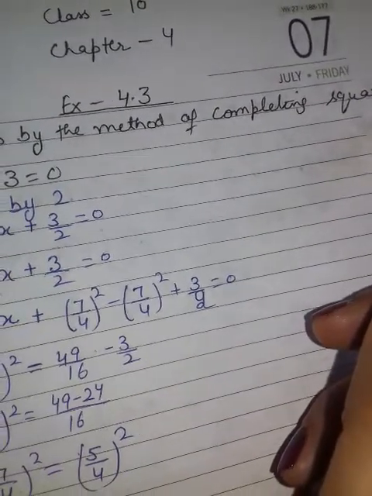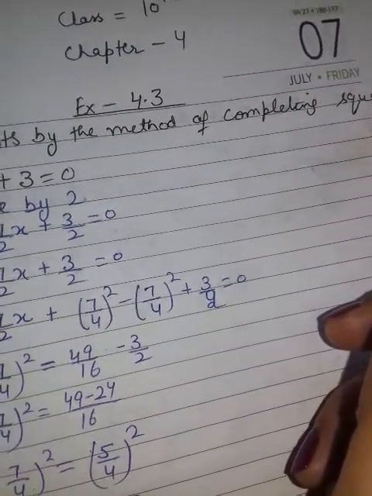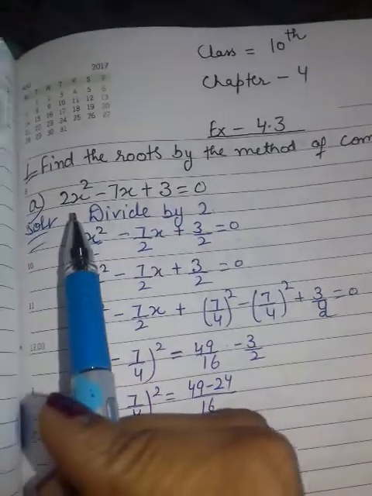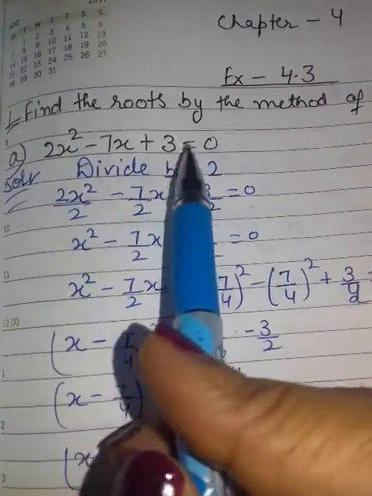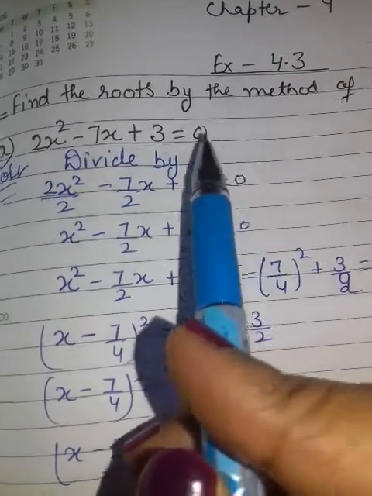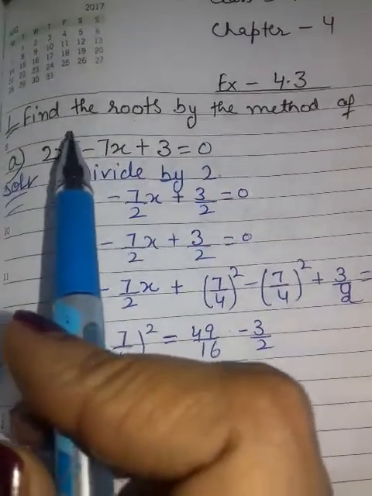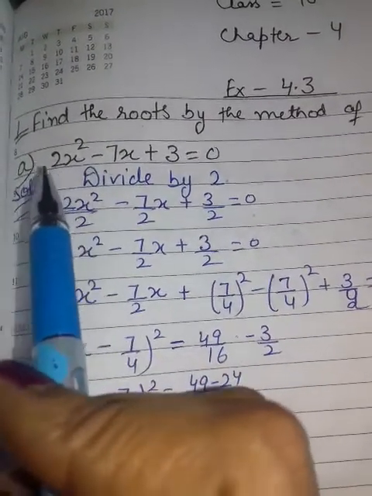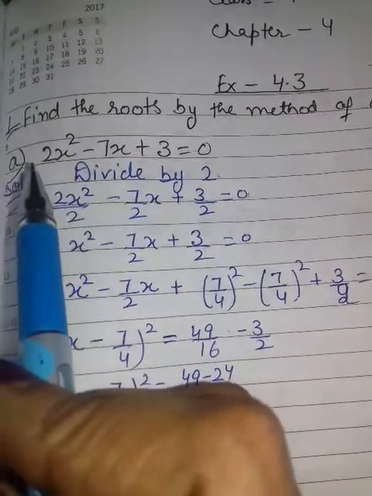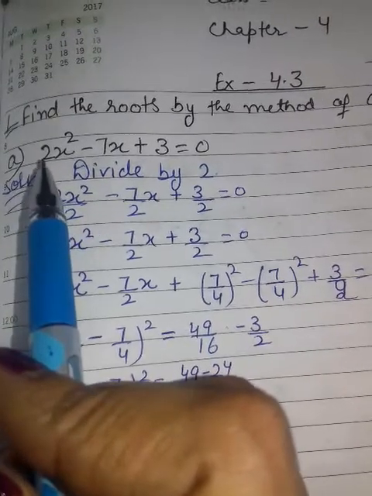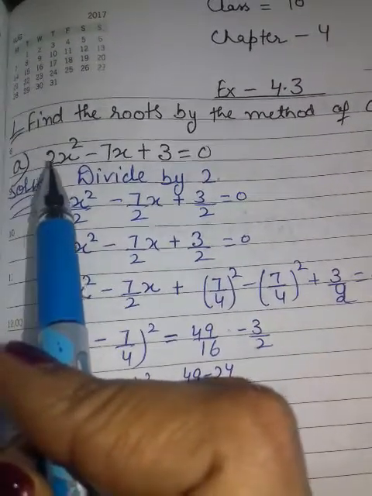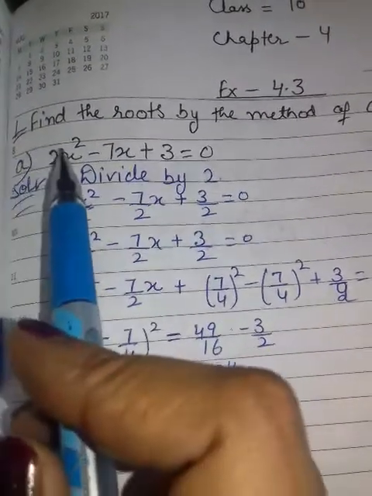What is the completing square method? I will explain by example. My first question is 2x² − 7x + 3 = 0. Firstly, you have to make the coefficient of x² equal to 1. If it is already 1, then no problem. But if any number other than 1 is there, then you divide the whole equation by that number.